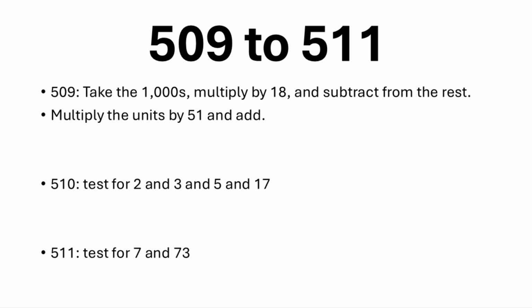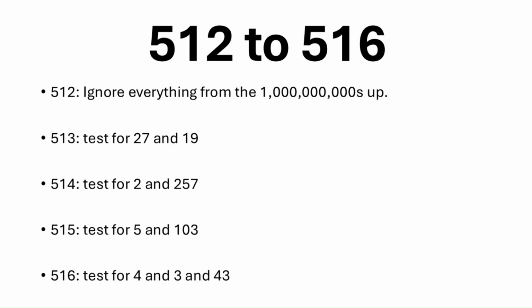Multiply the units by 51 and add. 510, test for 2 and 3 and 5 and 17. 511, test for 7 and 73. 512, ignore everything from the 1 billions up. 513, test for 27 and 19.